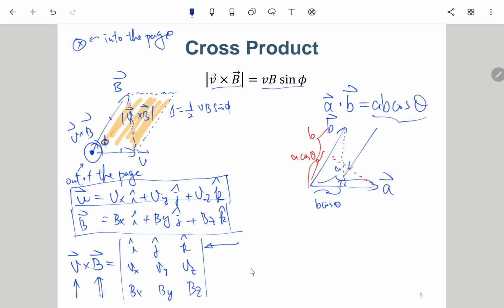So for the first row, we write i hat, j hat, k hat, and then for the second row, we have the x, y, z components of the first vector. Okay, vx, vy, vz.